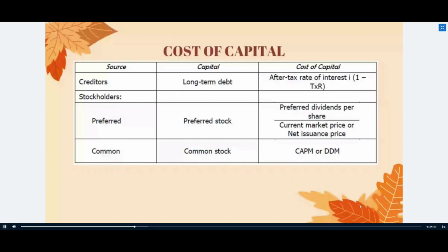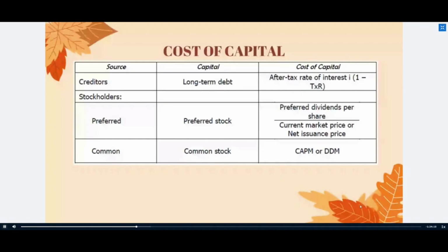Paano ngayon compute yung cost of capital? So, if it's creditors, it's the rate of interest multiplied by 1 minus the tax rate. If it's a preferred stock, the formula is preferred dividends per share divided by current market price or net issuance price. Pag sinabi natin net issuance price, by the word net, ibig sabihin may dineduct. Ano ngayon yung mga dinededuct sa issuance price? So, ito yung mga issuance cost or simply flotation cost. So, tandaan yan, class.